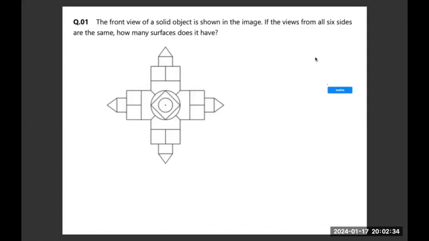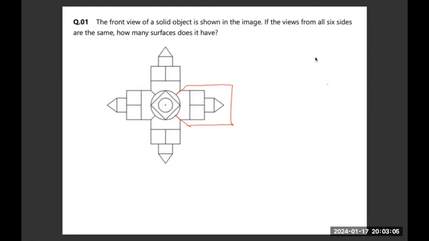All right. The good thing is you're at least given the plan view. So what you see here is a plan view of this object. We'll go from top to bottom. This object is symmetrical, so we are just going to count the surfaces of this part first and then multiply that by 6. Whatever surfaces you find here, we'll multiply by 6.